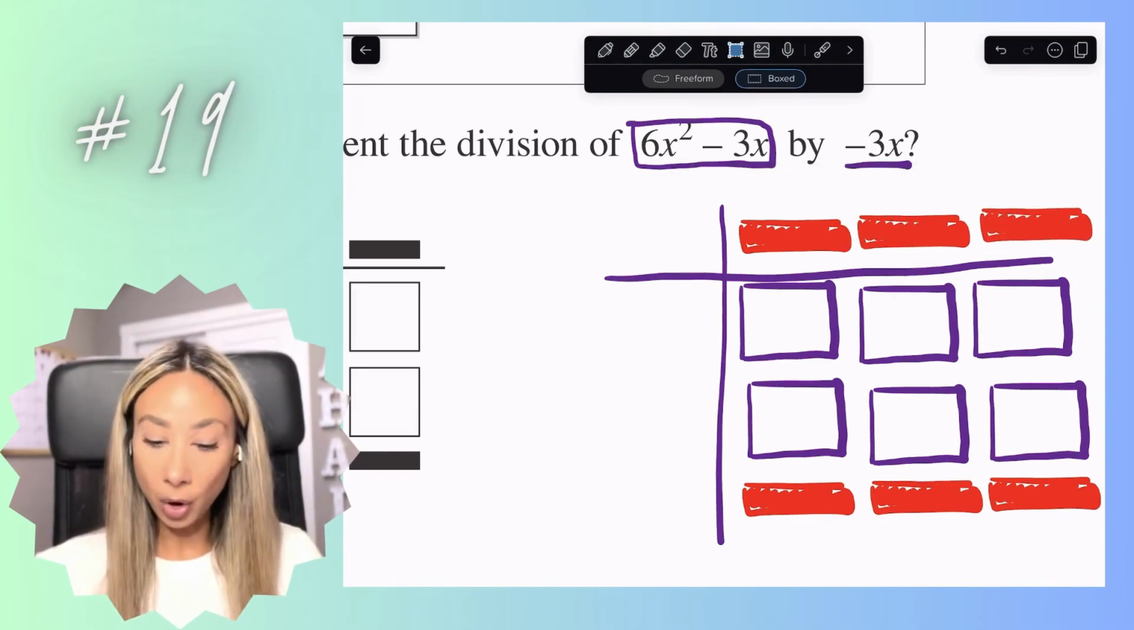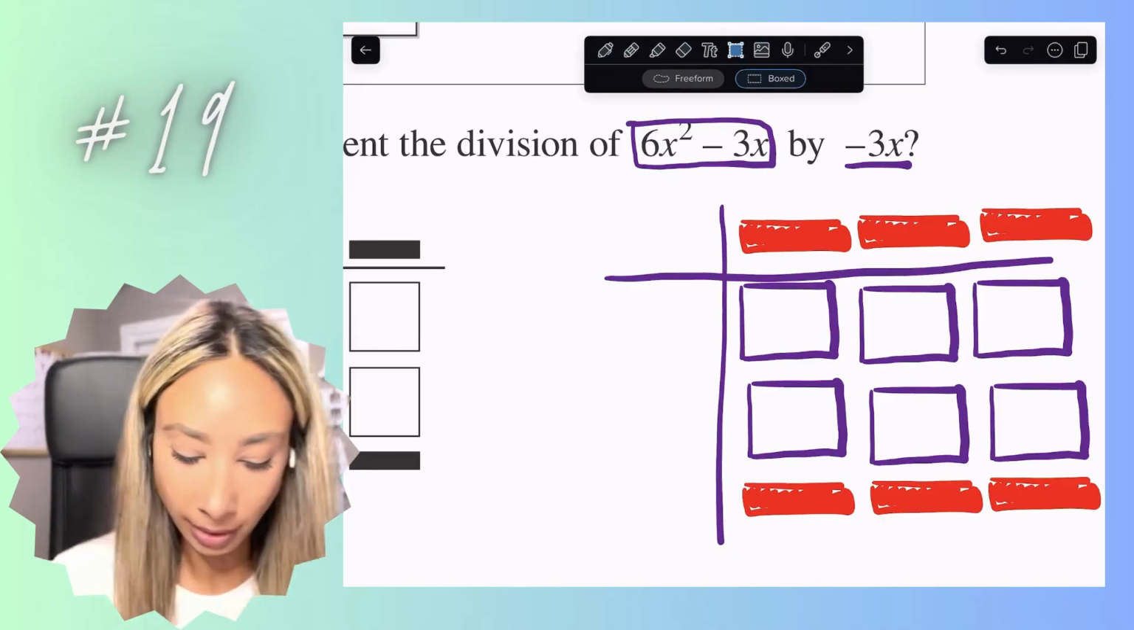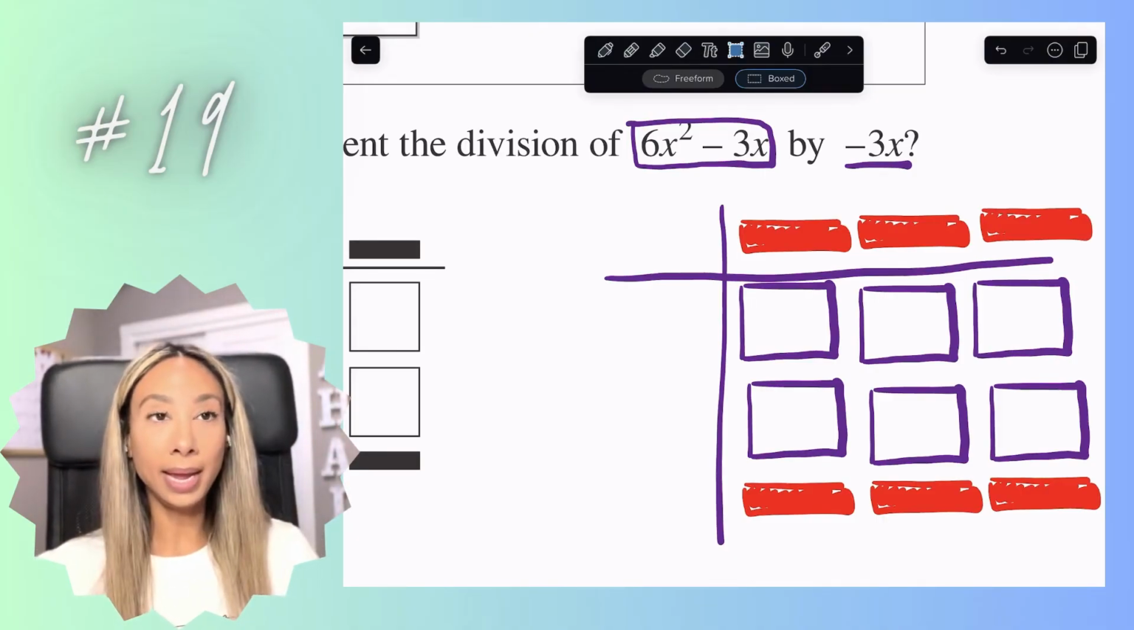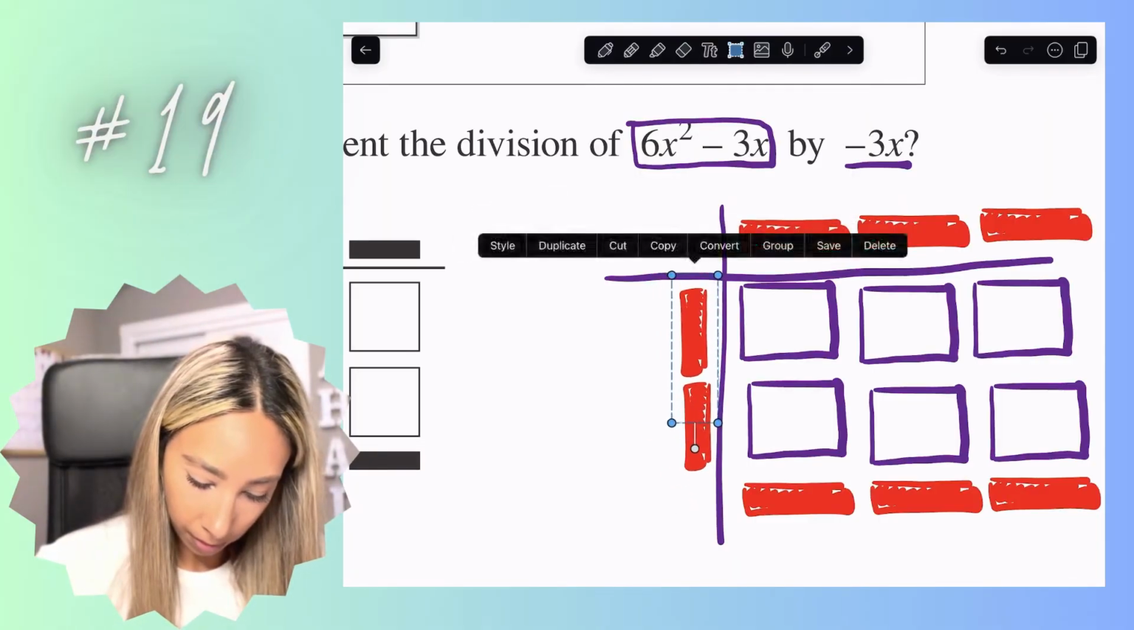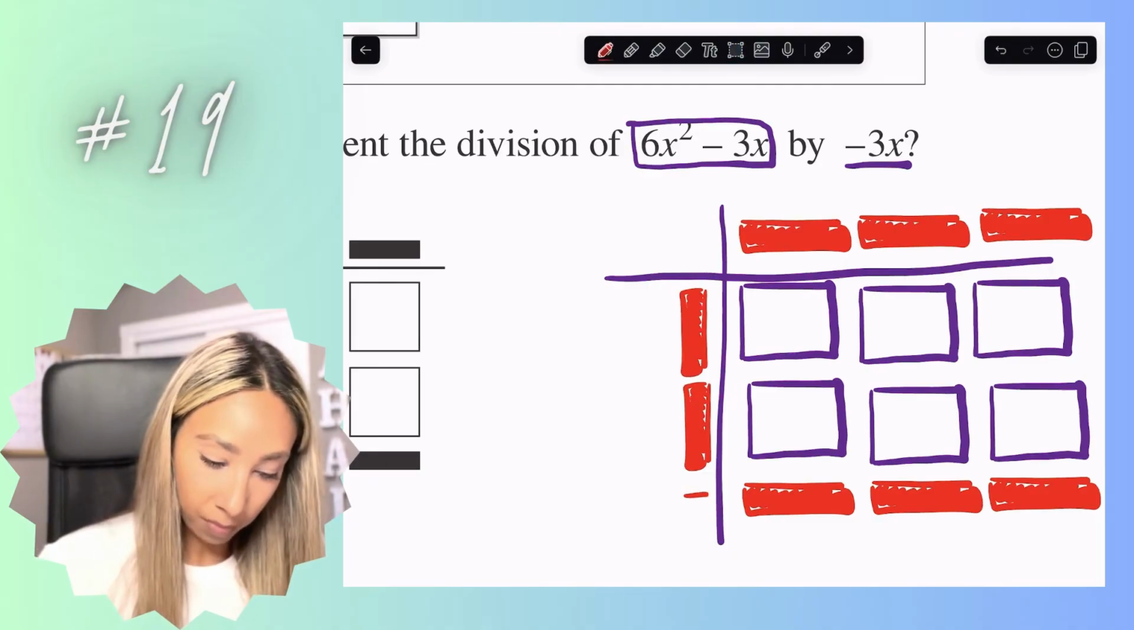Okay, now we can go work backwards and figure out our answer. I know that if it's a negative and I'm dividing it by negative 3, I'm looking at tiles that are also going to be negative. And then I would have one tile here.